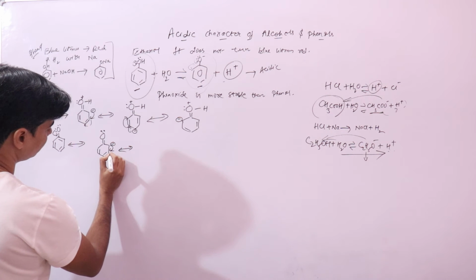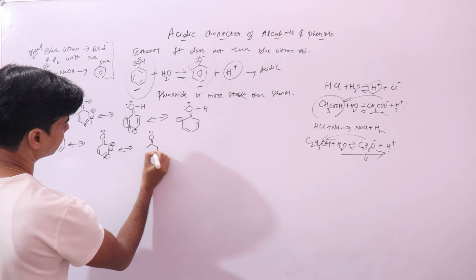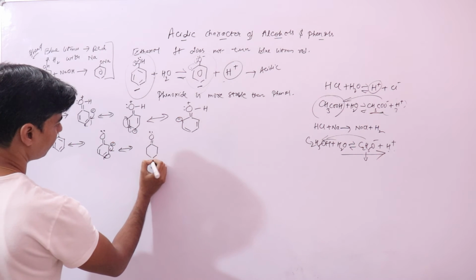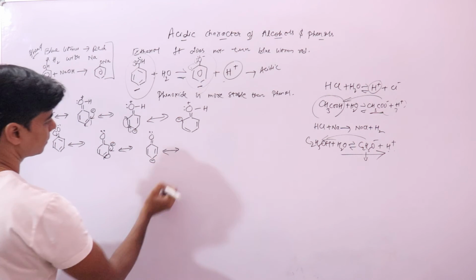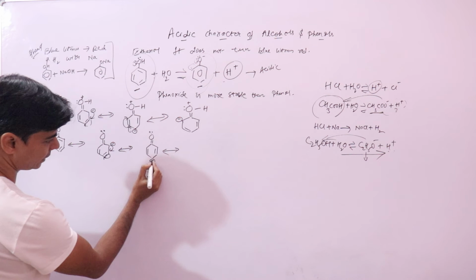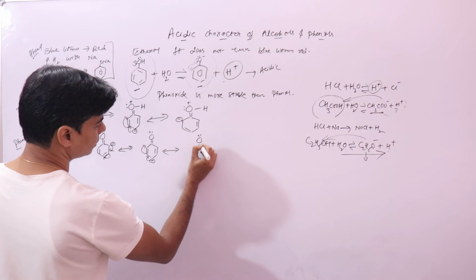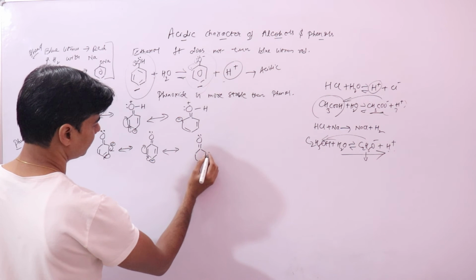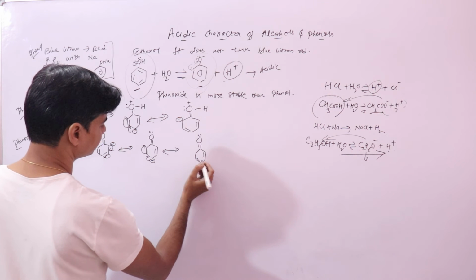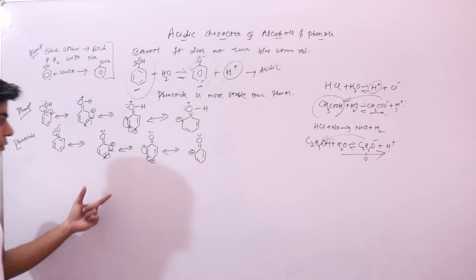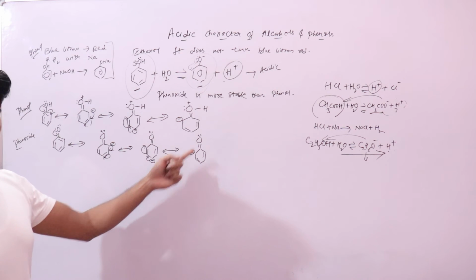So this will also move in the same way, like this. This is the negative charge. Now it will also move like this, double bond. Come here. So these are resonance structures of phenoxide and these are resonance structures of phenol, right.